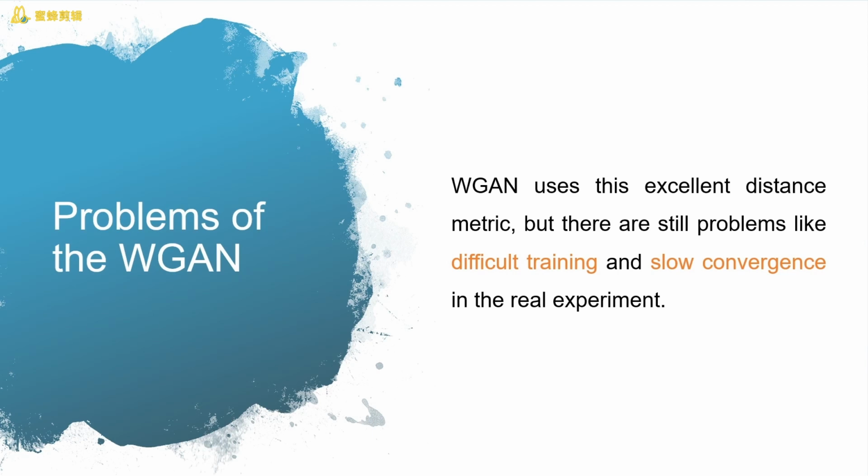Weight clipping leads to two problems: difficult training and slow convergence. The improved WGAN, which is also called WGAN-GP, uses another way to meet the Lipschitz constraint limitation and solve the problems above.